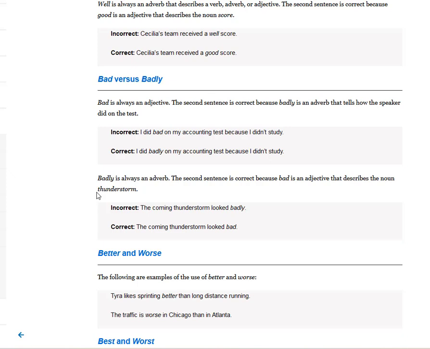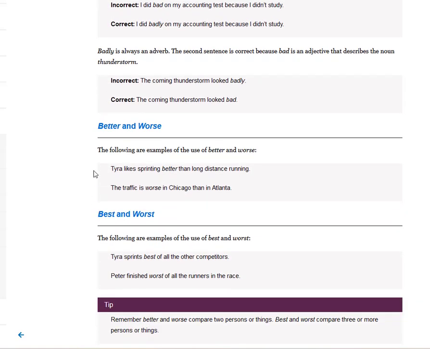The second sentence is correct because bad is an adjective that describes the noun thunderstorm. The following are examples. So the coming thunderstorm looked badly. So here, the coming thunderstorm looked bad. And so here bad modifies thunderstorm, because whenever you have a subject and then you have a linking verb and you have an adjective, that's the only time that an adjective will come after the noun: when you have subject, linking verb, adjective.